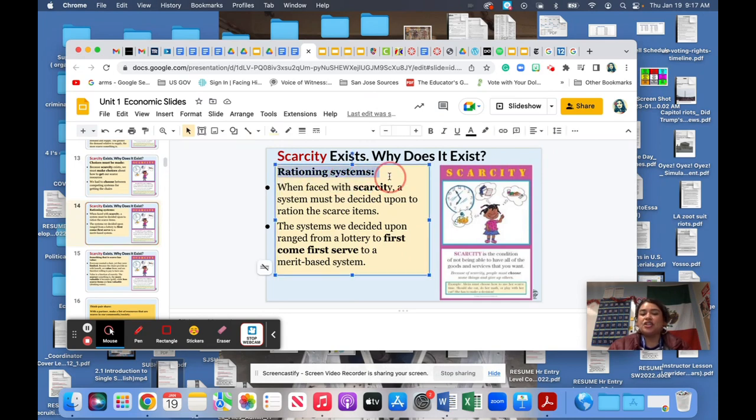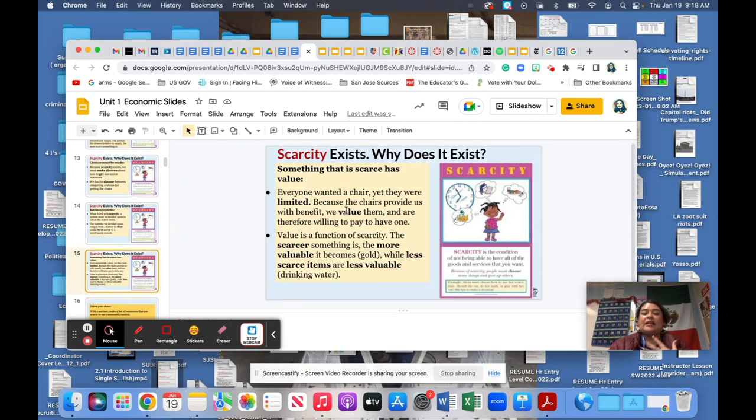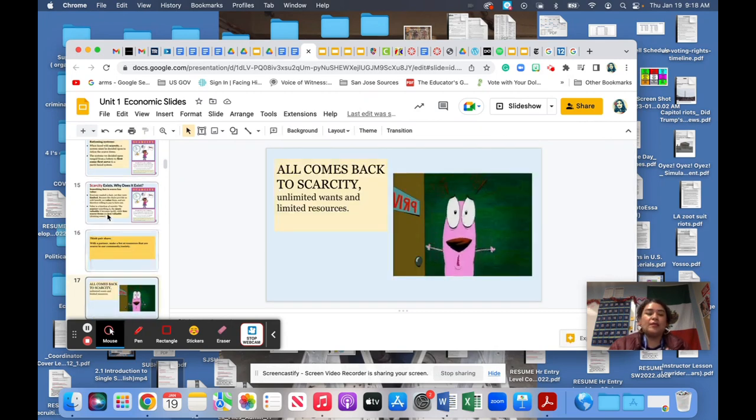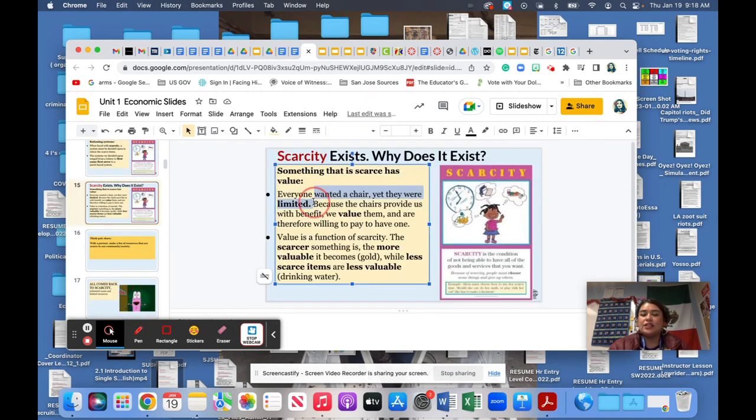So we have to think about rationing. We have to make a decision about how we're going to share the resources. We decided on first come, first served. Again, something that is scarce has lots of value. Everybody wanted a chair, but it was so limited, and so we value that chair. The more scarce something is, the more valuable it is, while less scarce items are less valuable.